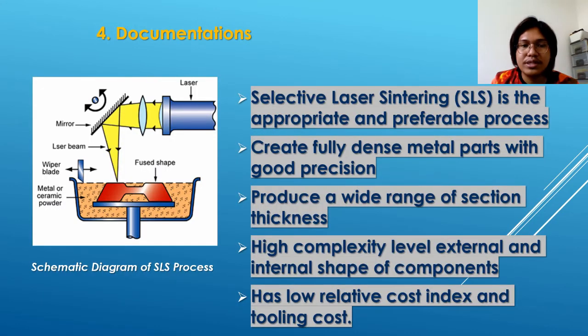In the final documentation steps, the SLS process properties are refined. Based on the screening and ranking process, the SLS process is the most appropriate and preferable process. It is because it can create fully dense metal parts with good precision and produce a wide range of section thickness. It also can produce a high complexity external and internal shape of components. Finally, this process has a low relative cost index and low tooling costs.